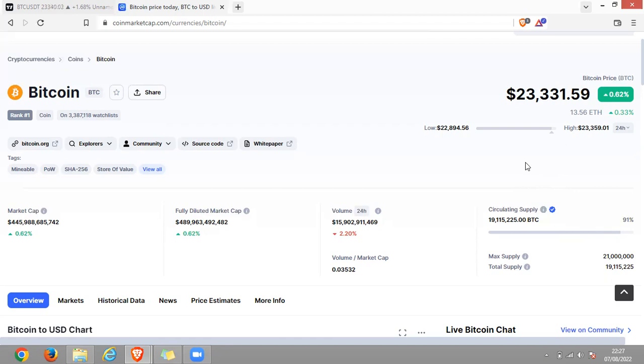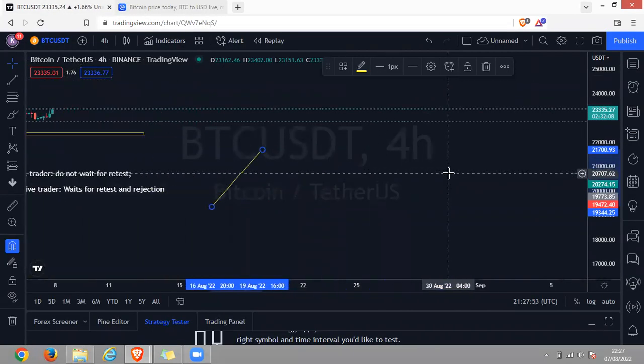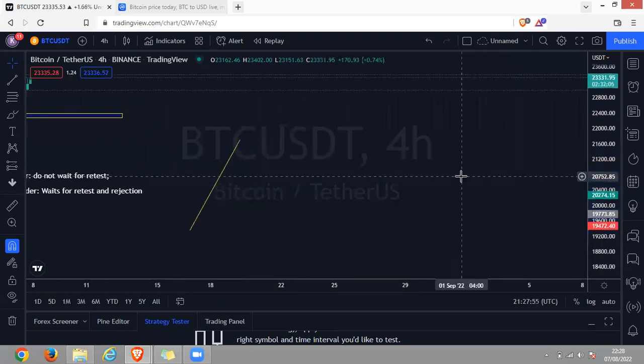So the higher the quantity of the coin or the amount of the coin they possess, the more impact they have on the market. So a whale should be your friend. If you have a friend as a whale, then you're not likely to lose in the market. Now let me tell you what they do.